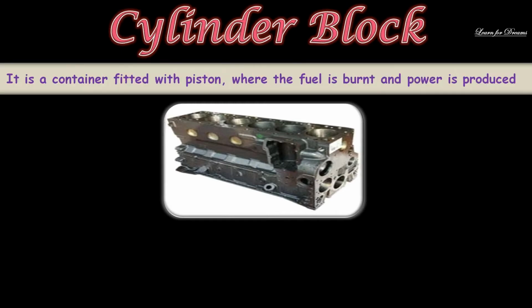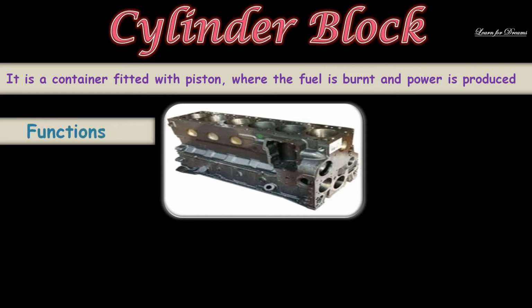So let's start with the components. Component number 1 that we are going to see is the cylinder block. You can call the cylinder block the heart of the engine. It is nothing but a container fitted with the piston where the fuel is burned and the power is produced, and that power is called indicated power.